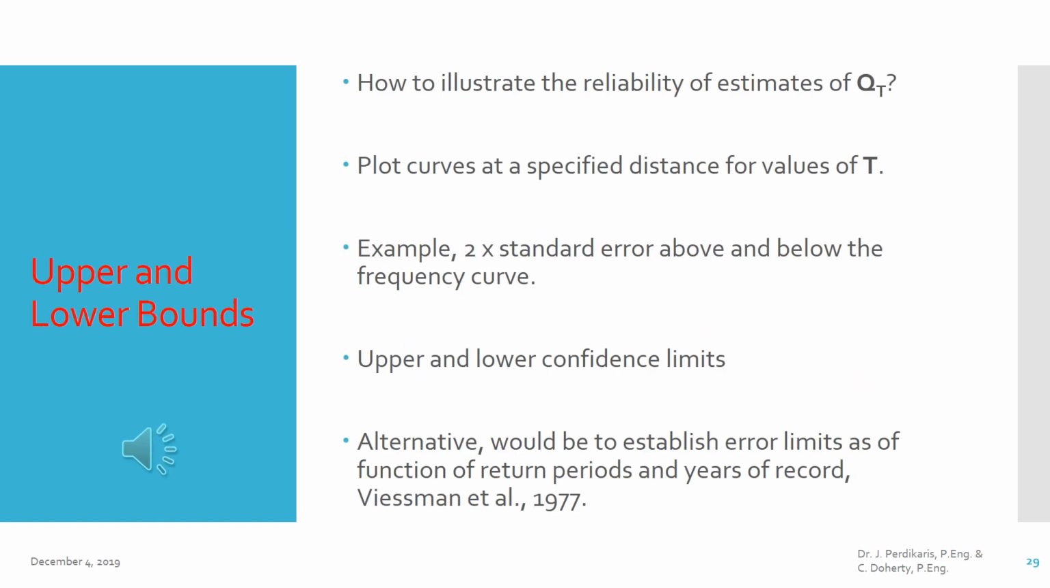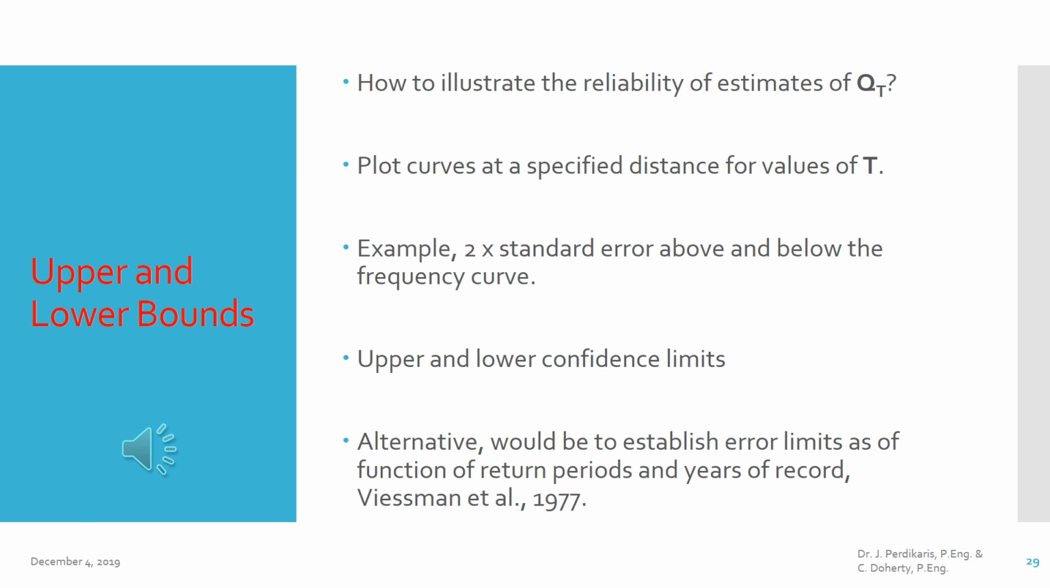When undertaking a flood frequency analysis, a question that is often asked is just how reliable are our flood flow estimates or forecasted flow estimates of our QT values or flow values. One approach is to plot up a series of curves for every return period flow rate above and below the frequency curve. For example, if we were to take 2 times the standard error for each return period, and we were to plot it against the frequency curve, we'd essentially establish an upper and a lower bound of our frequency curve. If our curve was a normal distribution, then this would be equivalent to the 95% upper and lower confidence limits. Having said that, essentially the confidence limits are a function of the standard error at a specified distance.